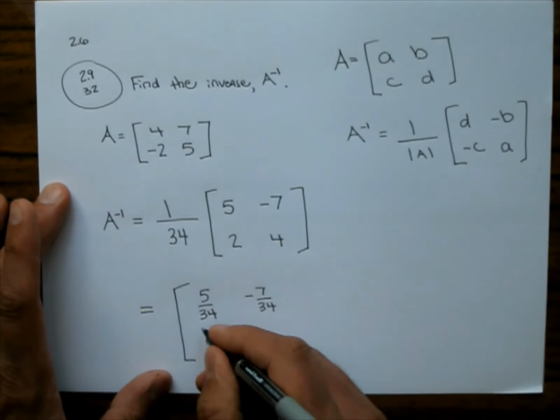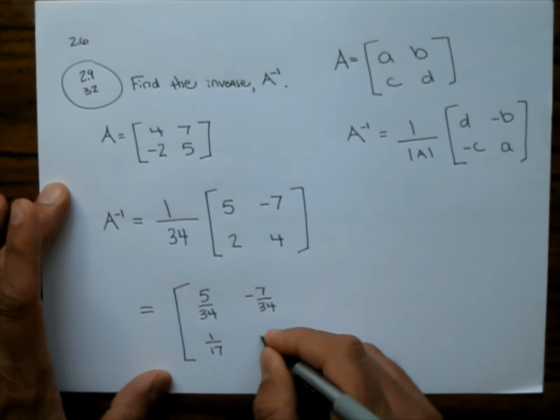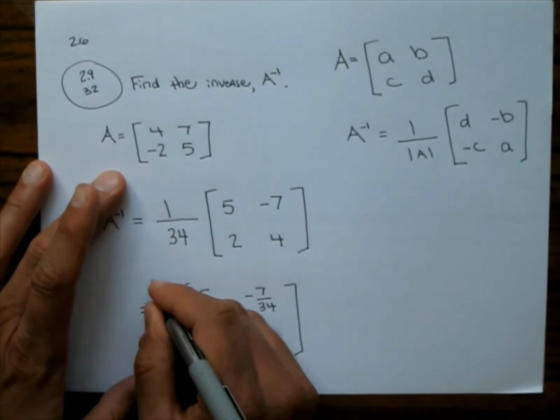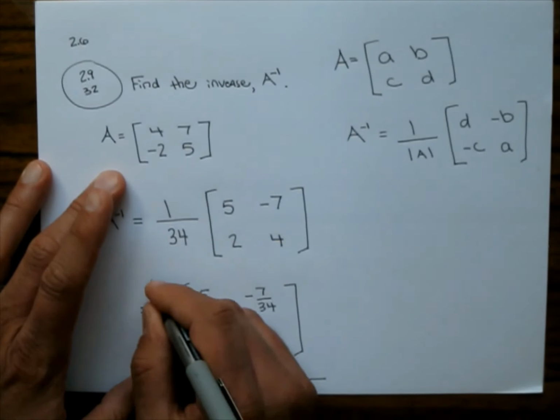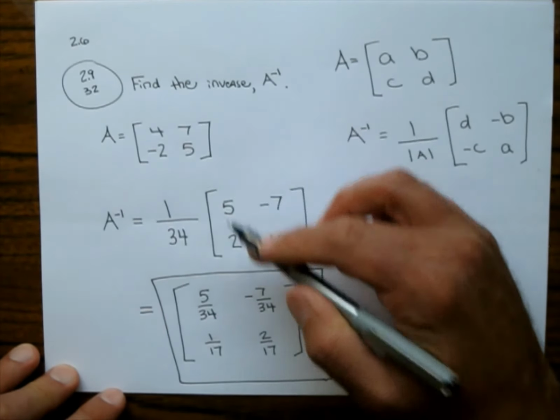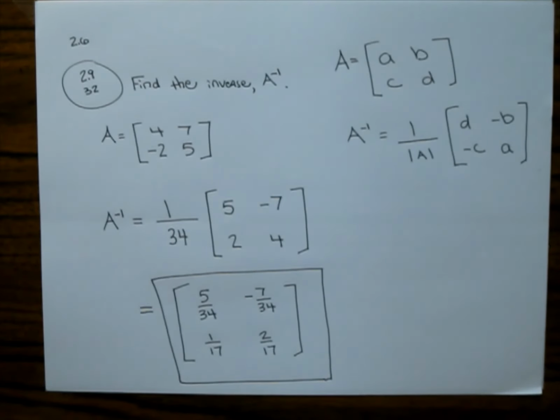2 over 34, which reduces to 1 over 17. And then 4 over 34, which reduces to 2 over 17. And so there is the answer. The inverse matrix is the matrix that you would multiply by the original, and it doesn't matter which way you multiply it, on the left or on the right, it would give you the identity. So there's the answer to that.